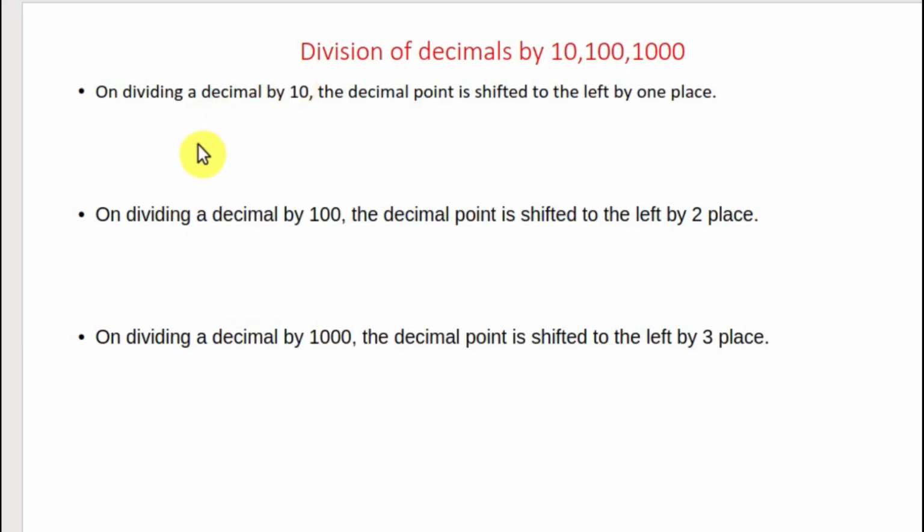Next, division of decimals by 10, 100 and 1000. On dividing a decimal by 10, the decimal point is shifted to the left by one place. When we are multiplying by 10, the decimal point is shifted to the right. Here, dividing, the decimal point is shifted to the left. For example, 2.3 by 10. So, 2.3, the point is shifted from here to here. So, the answer is 0.23. Understood? One more.